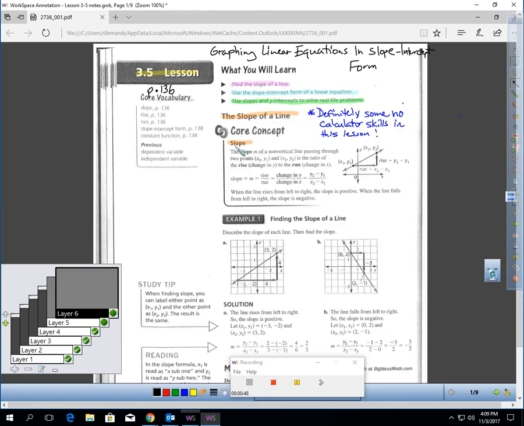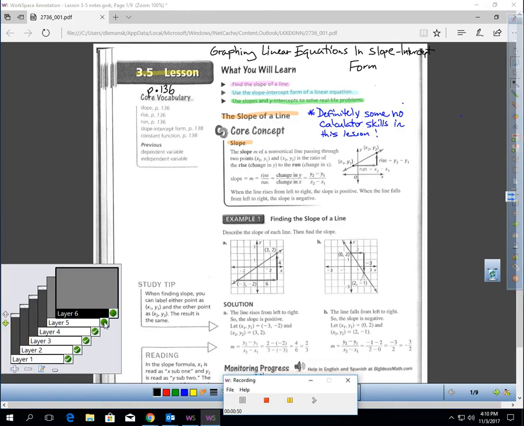Let's talk about what slope is. The slope of a line passing through 2 points is the ratio of rise, the change in y, to the run, change in x. I always teach ratio. Slope is the ratio of rise to run. If you can remember rise over run, you can remember slope. Now the rise is the change in y, and the run is the change in x.